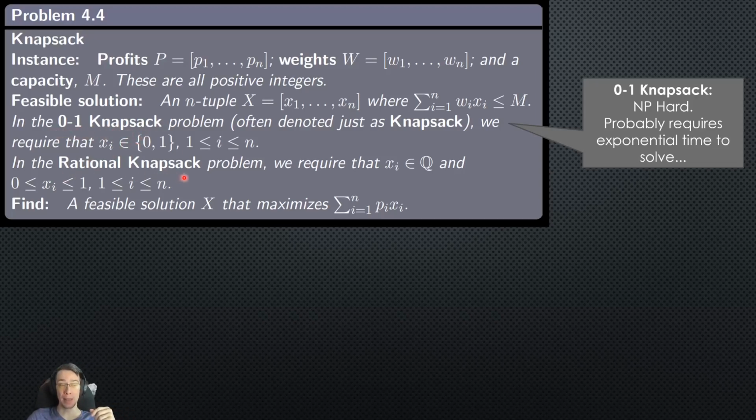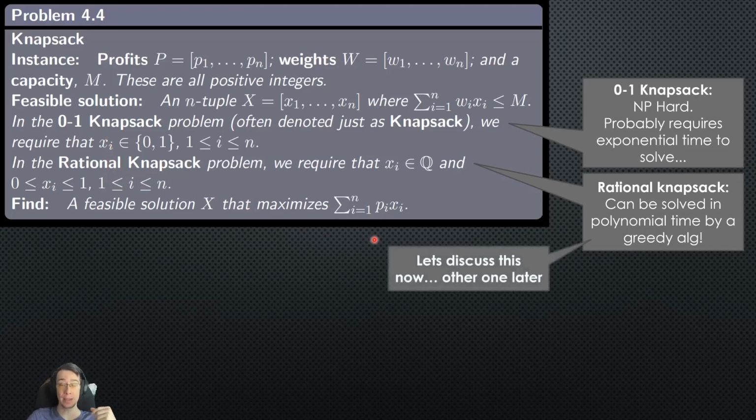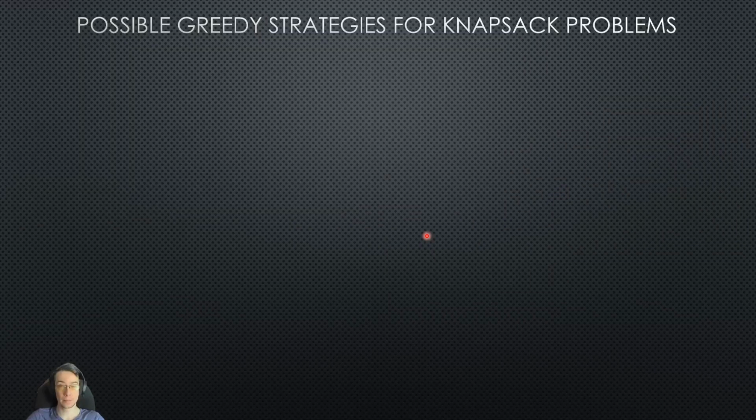On the other hand, the rational knapsack problem is solved in a fairly straightforward way in polynomial time by a greedy algorithm. So it turns out, although these two problems look really similar on the surface, they're quite different in terms of how difficult they are. Okay, so in this lecture, we're going to discuss the rational knapsack problem, and then a little bit later in the course, when we do dynamic programming, we'll talk about the 0-1 knapsack problem. I think we'll talk about that again as we get into intractability at the end of the course.